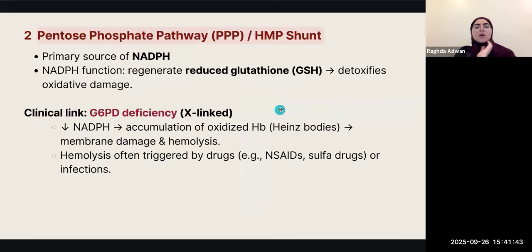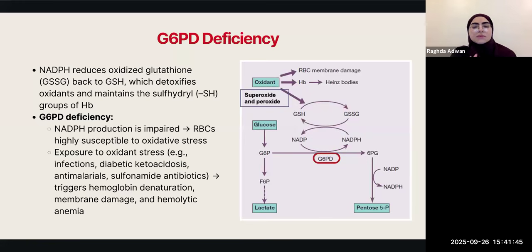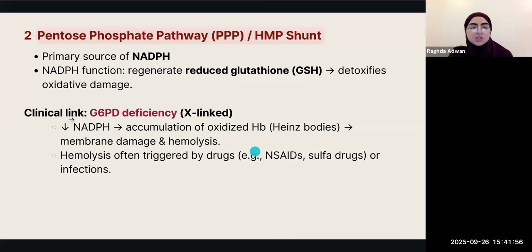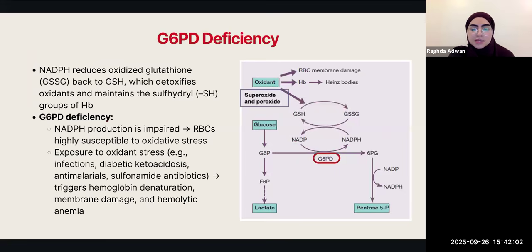Okay. Now, how can this become a problem? When we have a deficiency of the enzyme which gives us NADPH. What is this enzyme? G6PD. This one you're definitely going to take somewhere else, maybe in foundation or somewhere else in first year. G6PD is a very important enzyme because a deficiency of this enzyme means you are unable to regenerate NADPH.